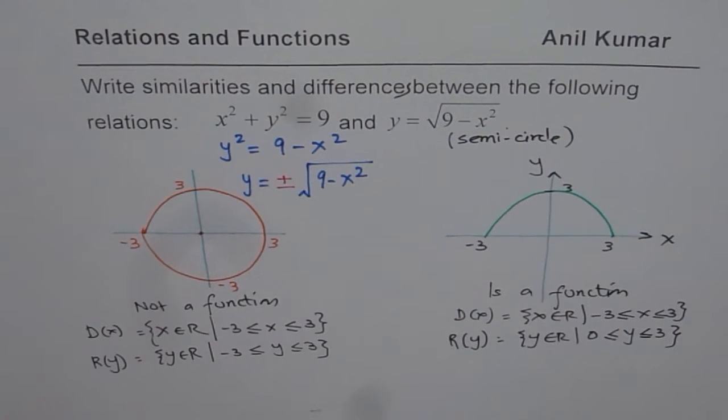Well, I hope with this you understand how the equations x squared plus y squared equals 9 and y equals square root of 9 minus x squared are very different, right?